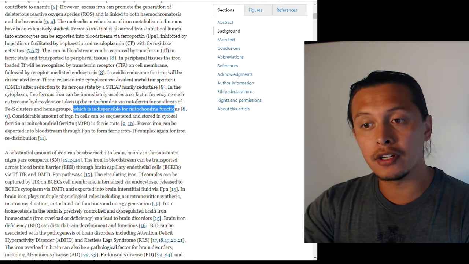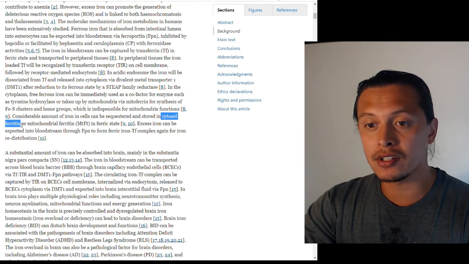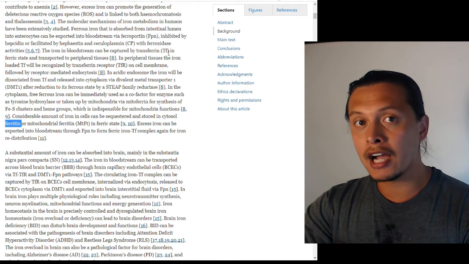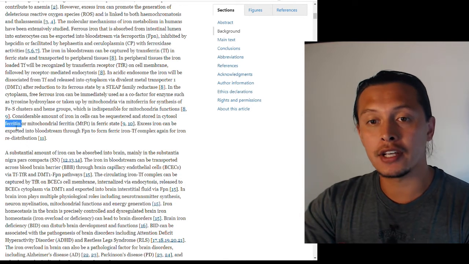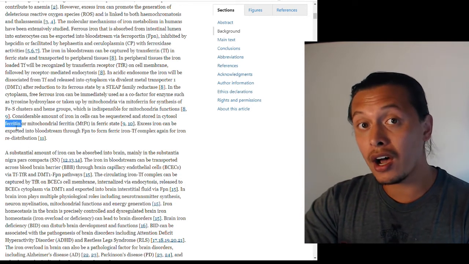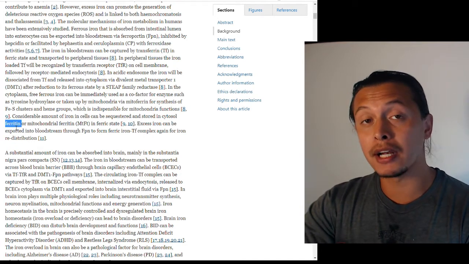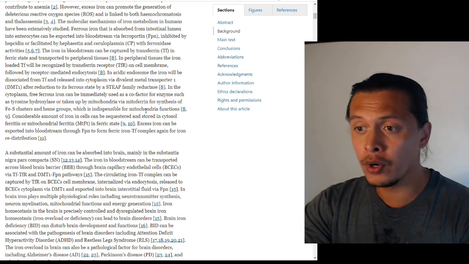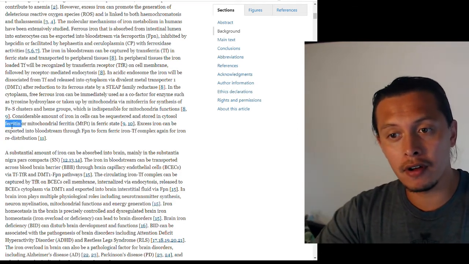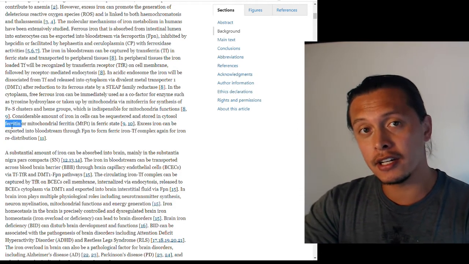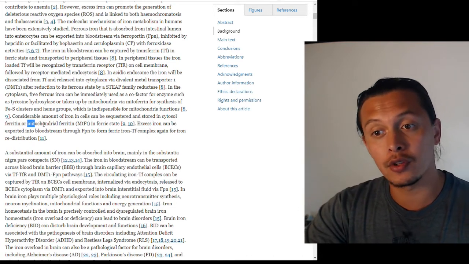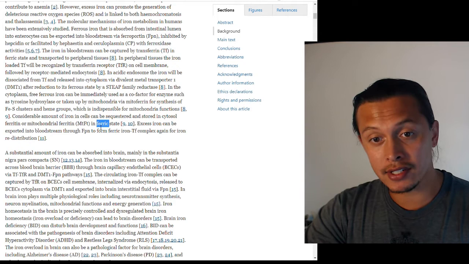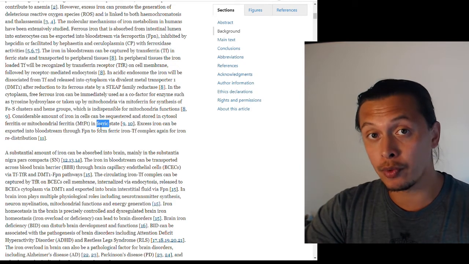A considerable amount of iron in cells can be sequestered and stored in cytosolic ferritin. So ferritin, in contrast to transferrin, is going to hold on to iron and store it, but it's not transferring it between the cells. This cytosolic ferritin can take up a lot of the iron, or also the mitochondrial ferritin can take it up in the ferric state. So this is also in the iron 3+ state.